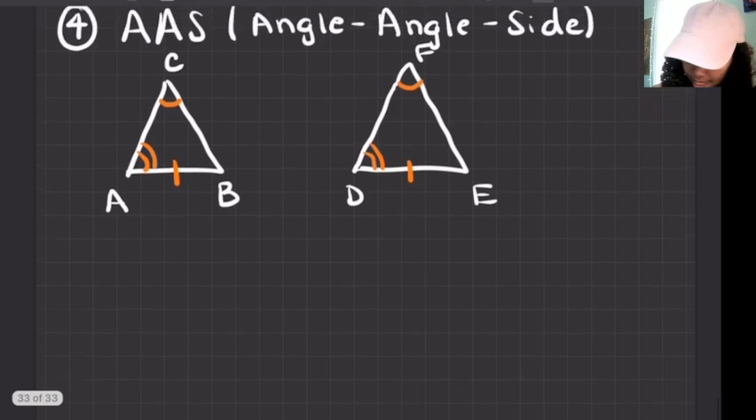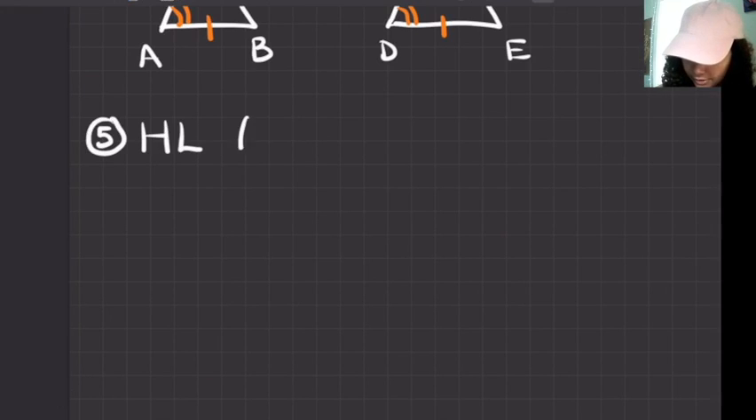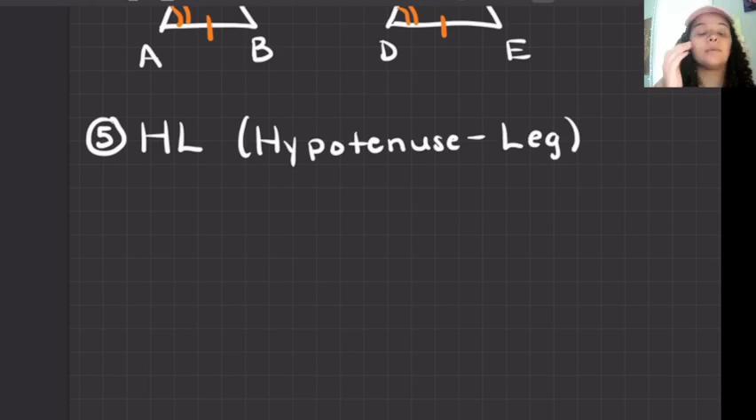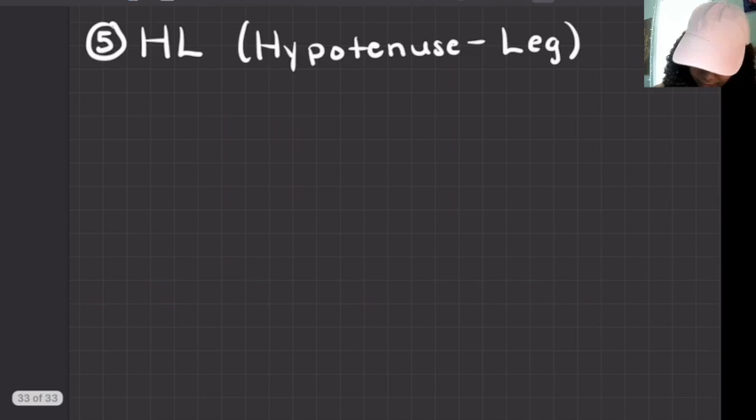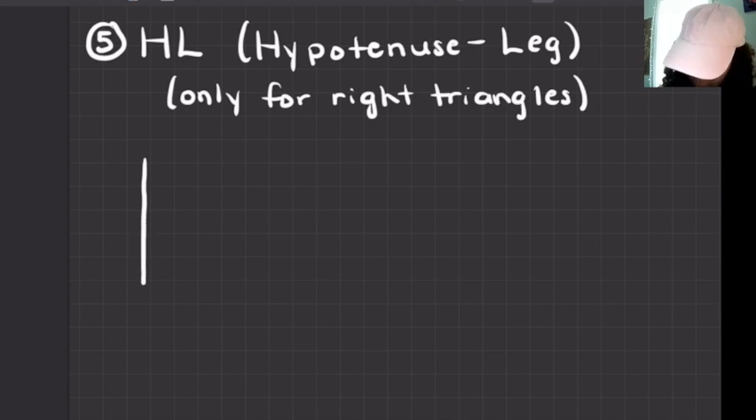And then the very last one that we have is called HL theorem, or hypotenuse leg theorem. Okay, and this one, you just have to know that this is only for right triangles. Okay, so I'm going to write a little note here, only for right triangles, which we know is a triangle that has a right angle. Okay, so let's draw a triangle with a right angle over here. Okay, ooh, that side came out weird.